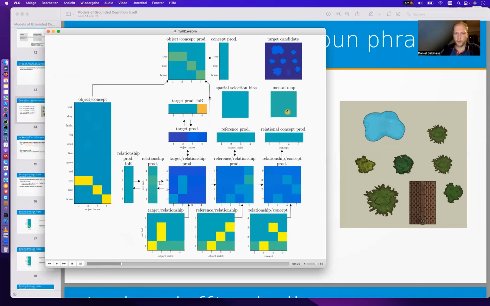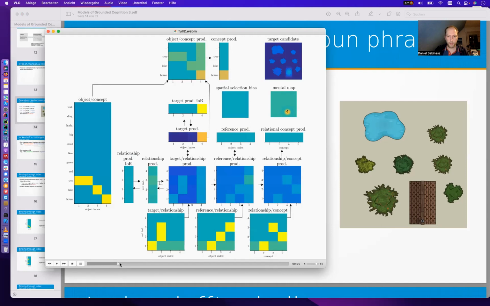Yeah, so it has triggered this. It had previously selected object index 4, which has triggered a visual search for houses, and that search was successful. So it correctly identified the object with index 4 by forming a peak in the target candidate field, and that location, which is in the image, this location here, is then stored in the mental map at the index that is currently selected in the target production field. So the mental map keeps track of the locations of the objects that it has previously identified for the respective indices.